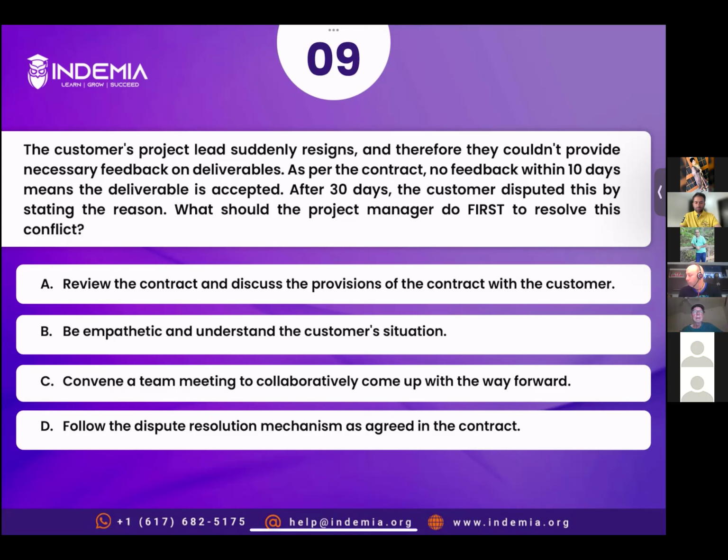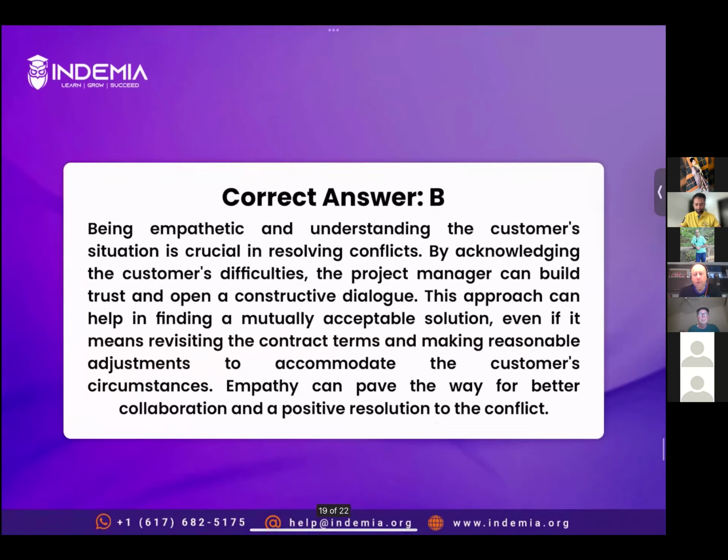In day-to-day life, maybe we would be simply following the contract, right? But one of the PMIisms is do not treat customers or vendors or service providers as different entities. Consider them part of your team. The way you deal with your team members, you should deal with others like that. So if there is a situation which is not in the control of the customer representative or third party, you need to understand the situation. So the correct answer is option B, be empathetic and understand the customer's situation. That's the first thing to do. Let's read the explanation.